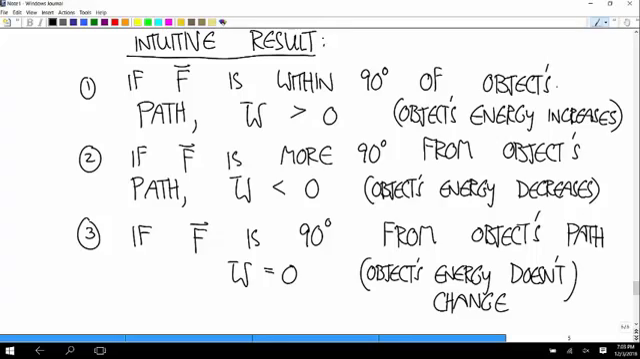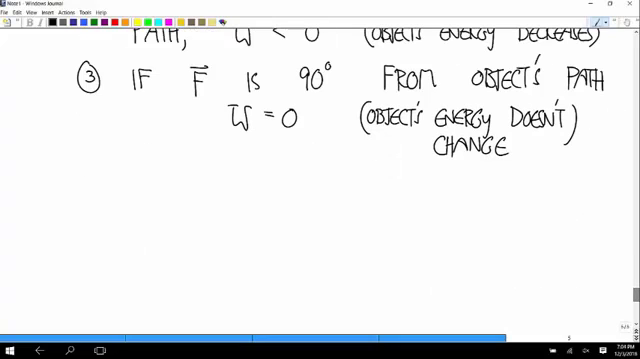Okay, so that's all you have to know about work. Let's talk about units here. So this is units of work and any other kind of energy. Work is a change in energy, so it has the same units as energy. So work and all other forms of energy.